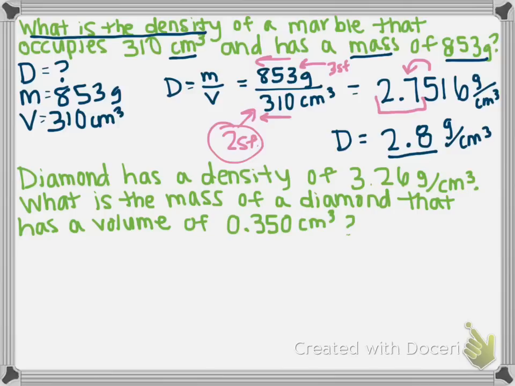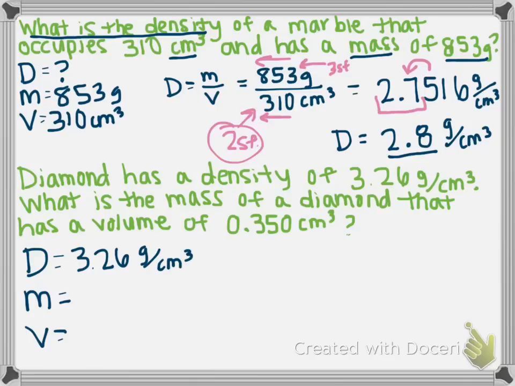My next question, diamond has a density of 3.26 grams per centimeter cubed. What is the mass of a diamond that has a volume of 0.350 centimeters cubed? Alright, so again I'm going to write the three variables that I need are density, mass, and volume. It tells me the density is 3.26 grams per centimeter cubed. What is the mass? Okay, so that's what I'm solving for.